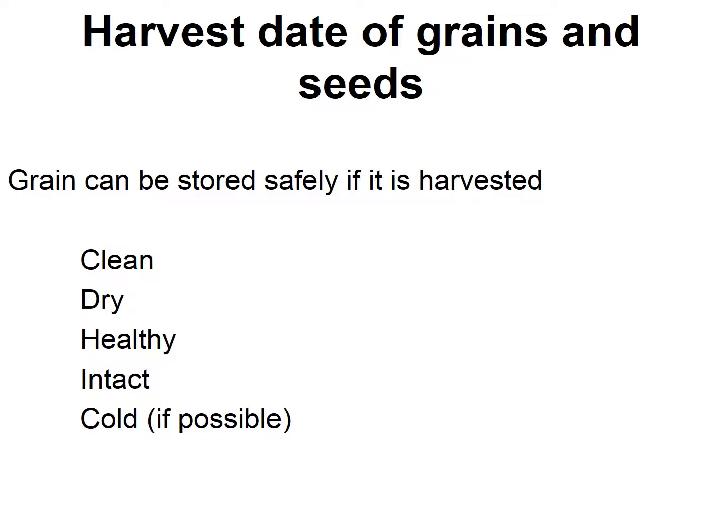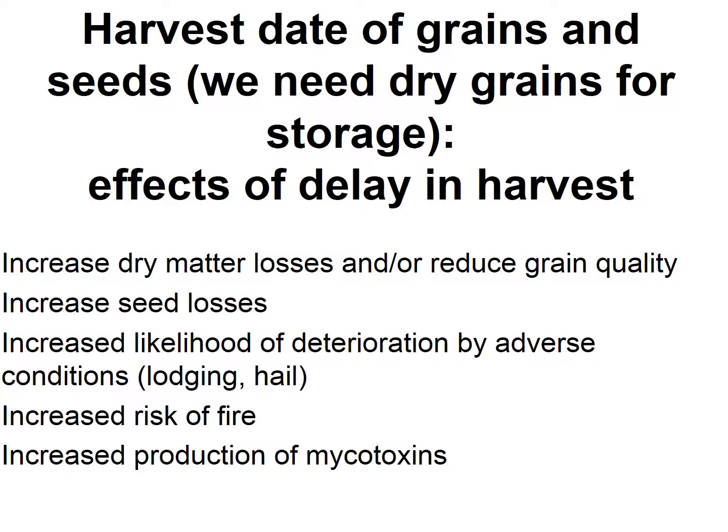Let's consider first the harvest of grains and seeds. In principle, grains can be stored safely when they are harvested clean, dry, healthy, intact, and cold if possible. Usually, that requires waiting after physiological maturity for some time, basically to allow the grains to dry.